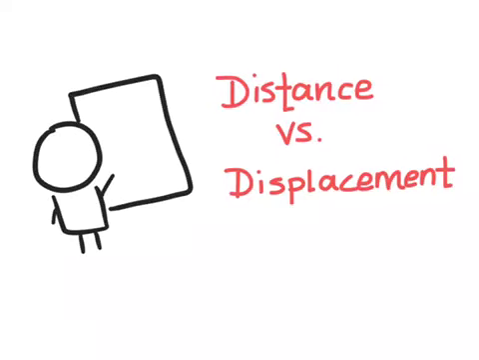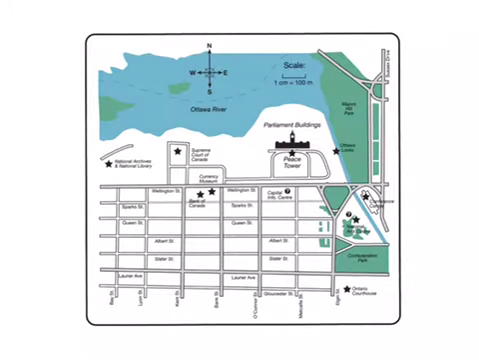In this video, we're going to be looking at the difference between a distance and a displacement. So we're going to start on this map of downtown Ottawa. Distance is a scalar quantity, meaning that it is path dependent.